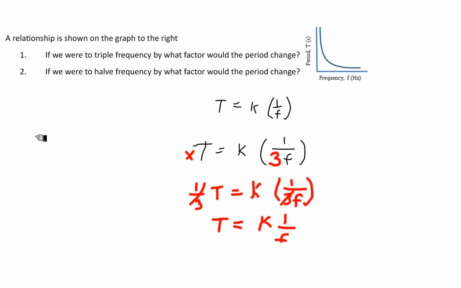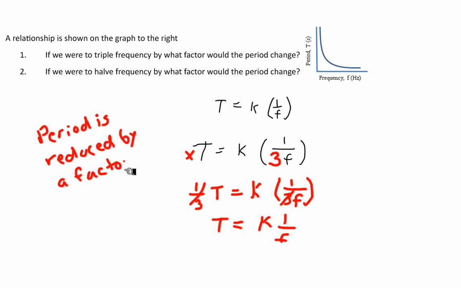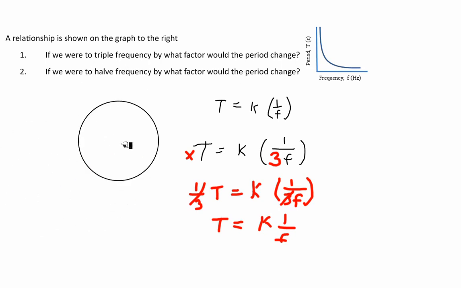So period is now reduced by a factor of 1/3. So that's the answer to this first question. We're going to erase that and try to answer the second question.